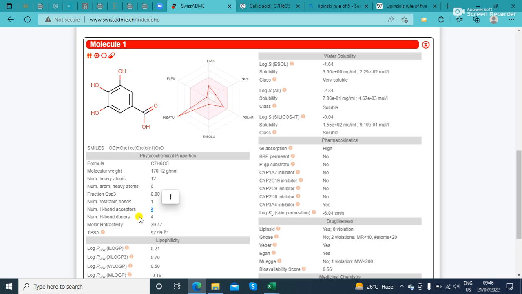Now, just below that one, we will find the number of hydrogen bond donors, which is 4, and the rule says it should be less than 5. So that rule is also respected.